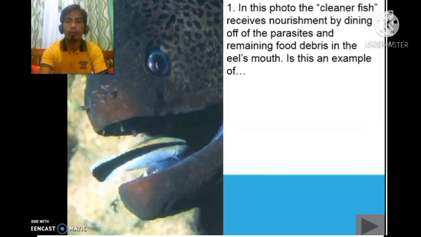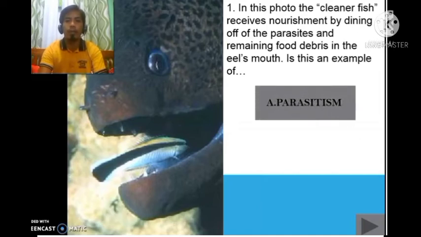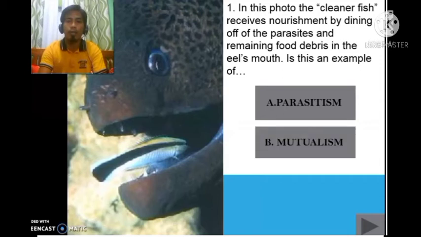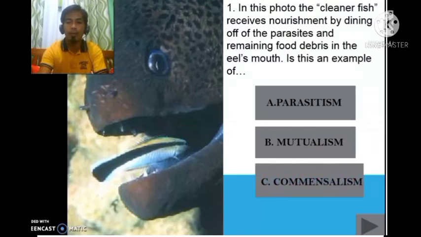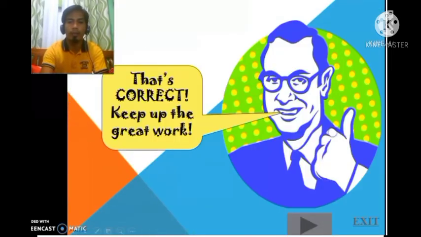In this photo, the cleaner fish receives nourishment by dining off the parasite and remaining food debris in the eel's mouth. Is this an example of A. Parasitism, B. Mutualism, or C. Commensalism? So the answer is letter B.